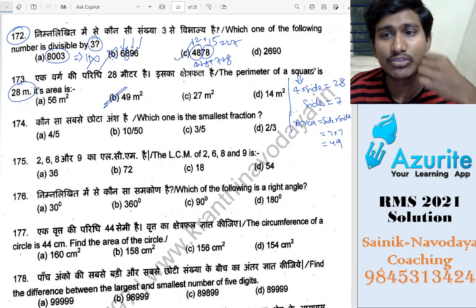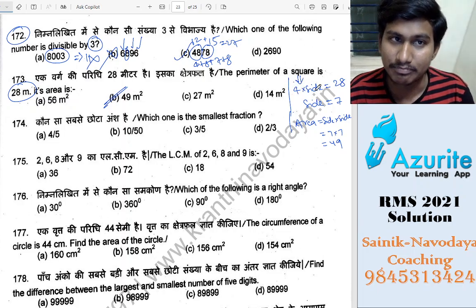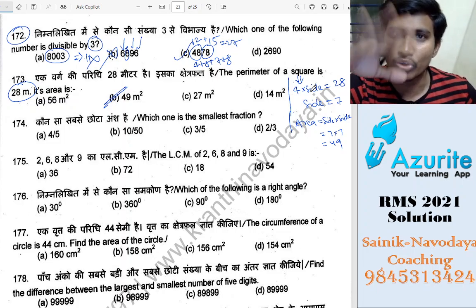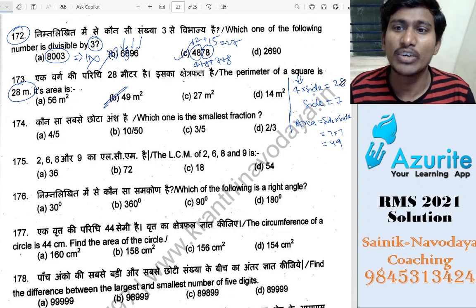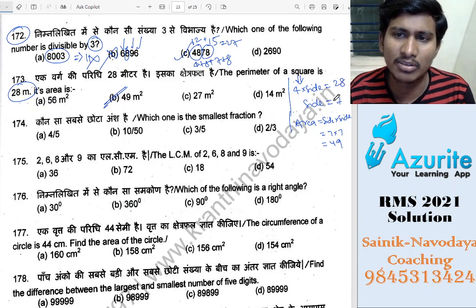They have given the perimeter of a square. We have to find the area. Perimeter is how much? 28. So how do we find the perimeter of a square? 4 into side. Side will be the same, that is why 4 times side. So 4 times side is 28. 4 sevens are 28. So 7 will be the side.